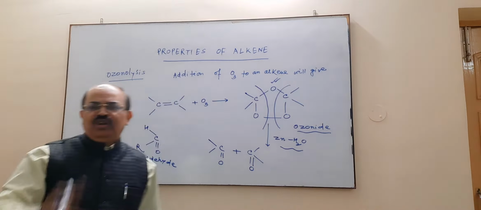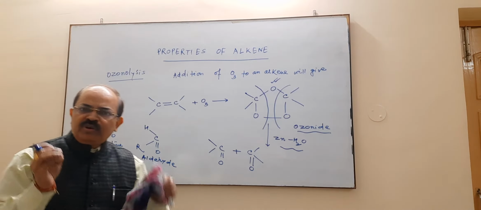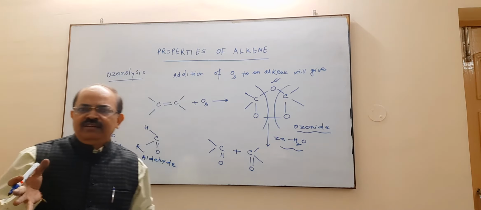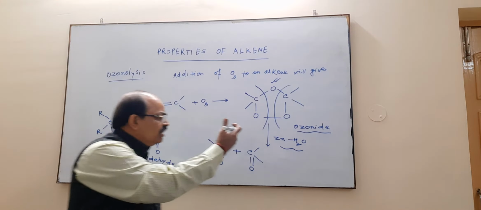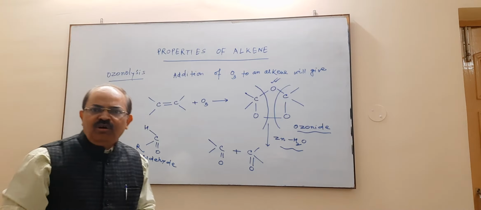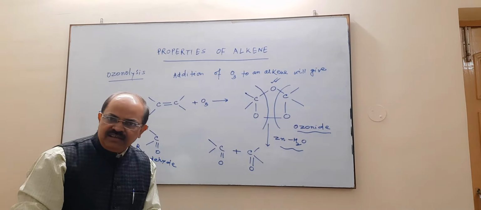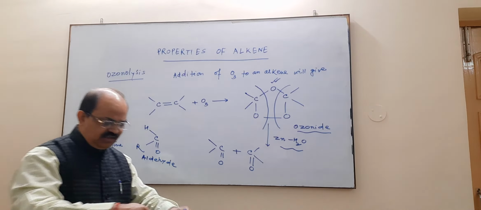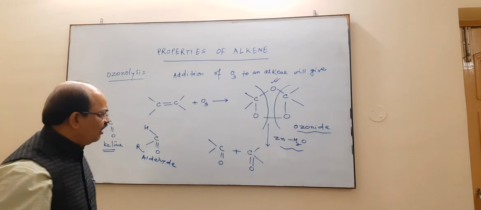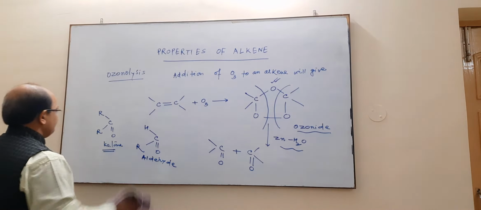So after ozonolysis, whether the product formed is your aldehyde or the product formed is your ketone, it depends on your structure of alkene. So let us consider some of the examples of ozonolysis.